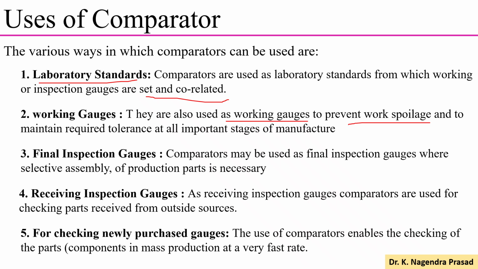The fourth application is receiving inspection gauges. As receiving inspection gauges, comparators are used for checking parts received from outside sources. And the last use is for checking newly purchased gauges. The use of comparators enables the checking of parts in mass production at a very fast rate. So these are all the uses of comparators.